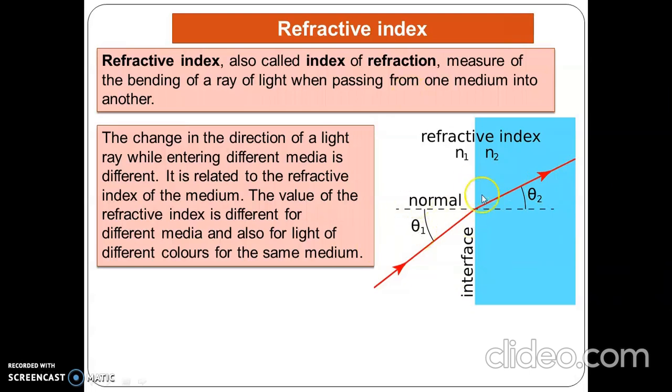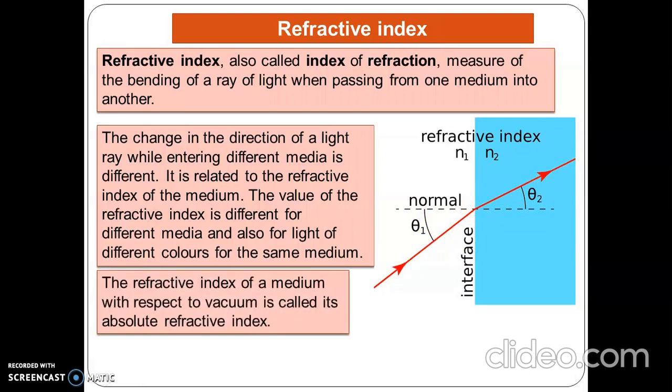Okay, so in this diagram, you can see two mediums. The one is the white one where the refractive index is n1. The second one is the blue one, say water. The refractive index is n2. Okay, this is the normal. This is the angle of incidence, and you will see that the refracted ray has bent towards the normal. The refractive index of a medium with respect to vacuum is called absolute refractive index.